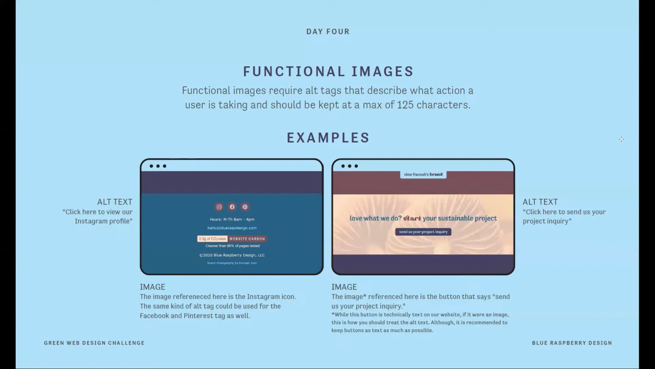The alt text would then be, click here to send us your project inquiry. You want to make the alt text very specific of what they should be doing with it and then where they're going to go. So this tells them to click here if you want to do this, to leave no confusion of it.